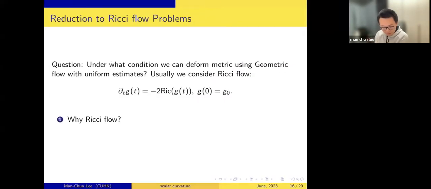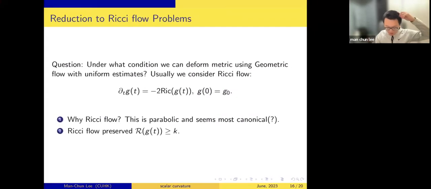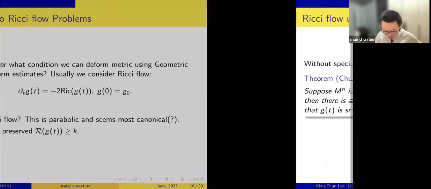Okay, uniform estimate. So of course, you may ask why Ricci flow, or why Yamabe flow and why Man-Chun pair flow? Because, okay, this is bias. I'm from a Ricci flow background. That's why I say it's most canonical. Okay, and then the Ricci flow will preserve the scalar curvature lower bound. This is the key point of all this stuff.